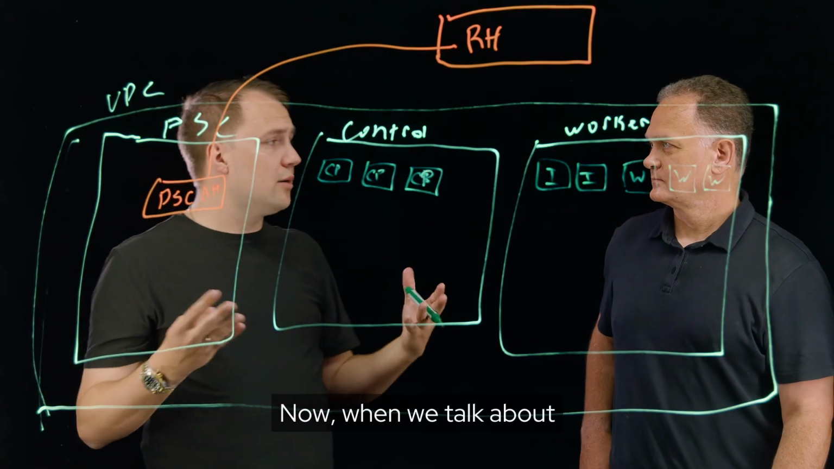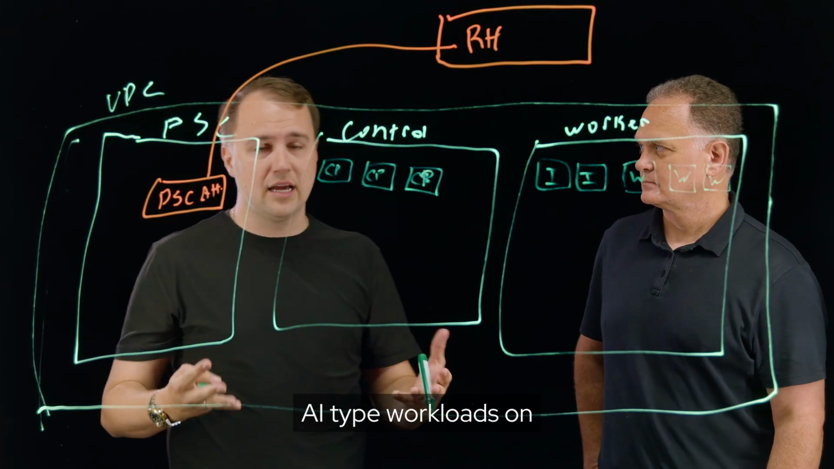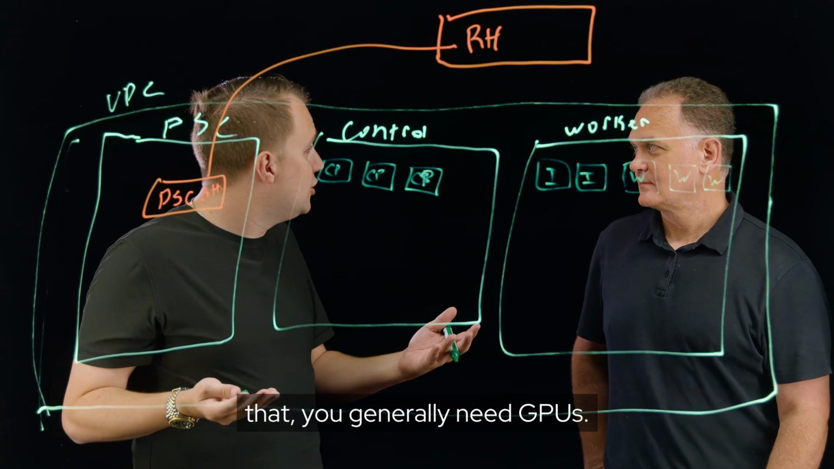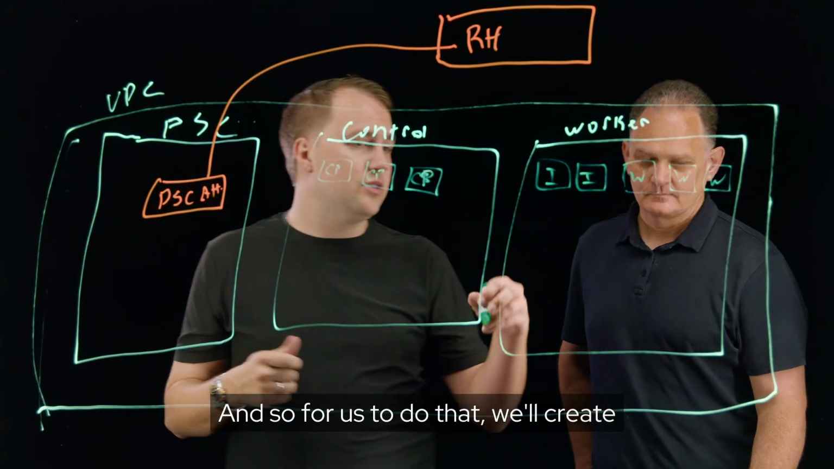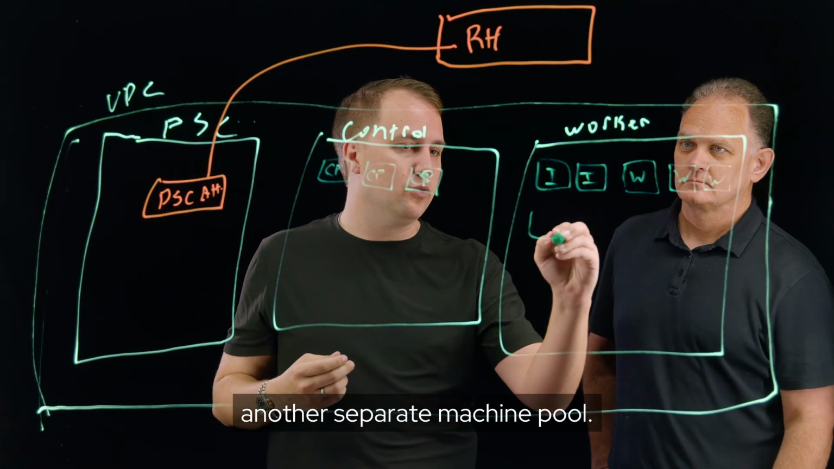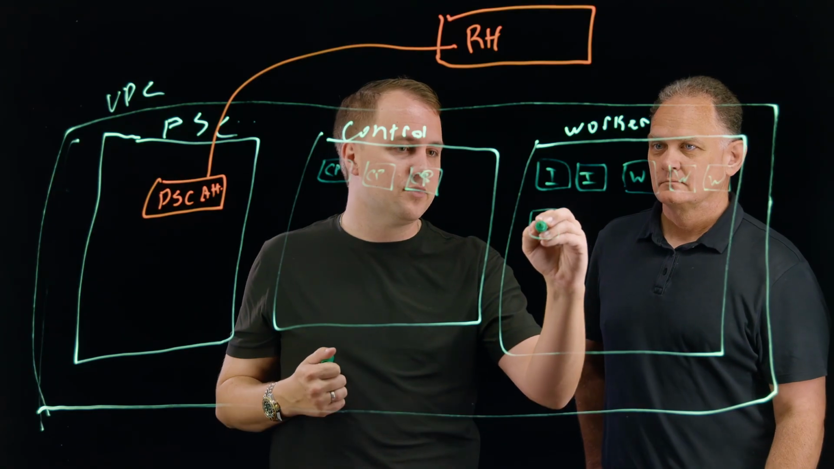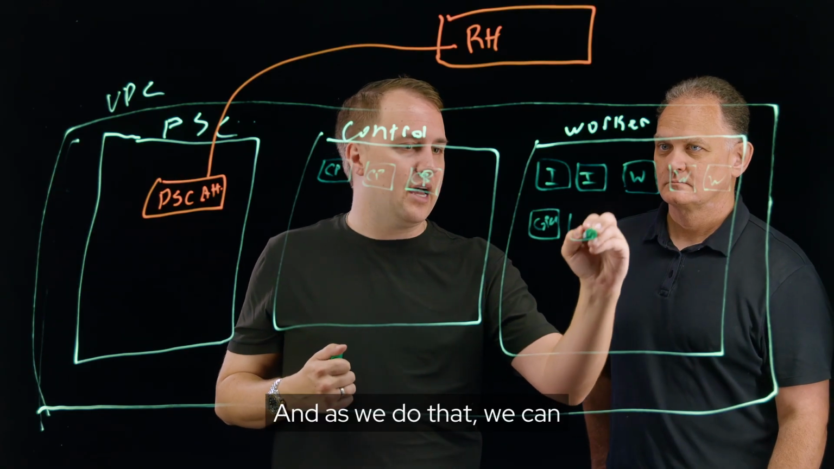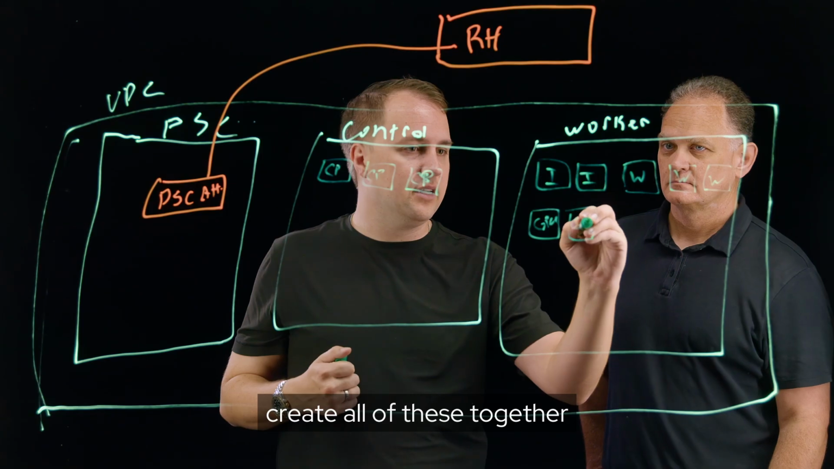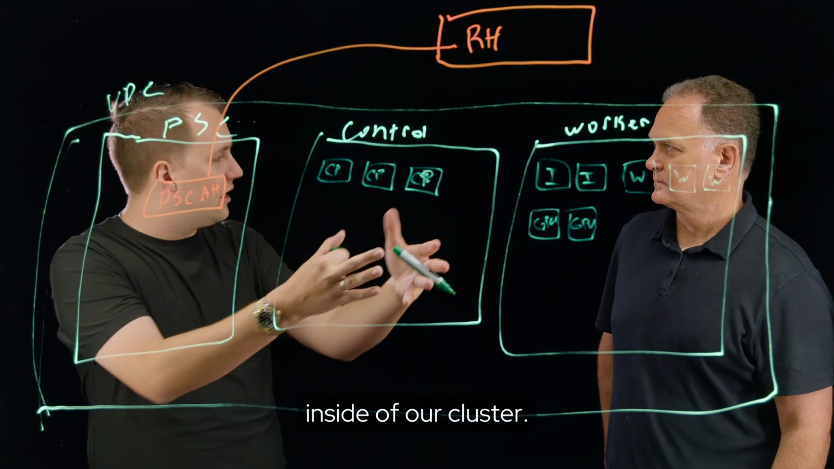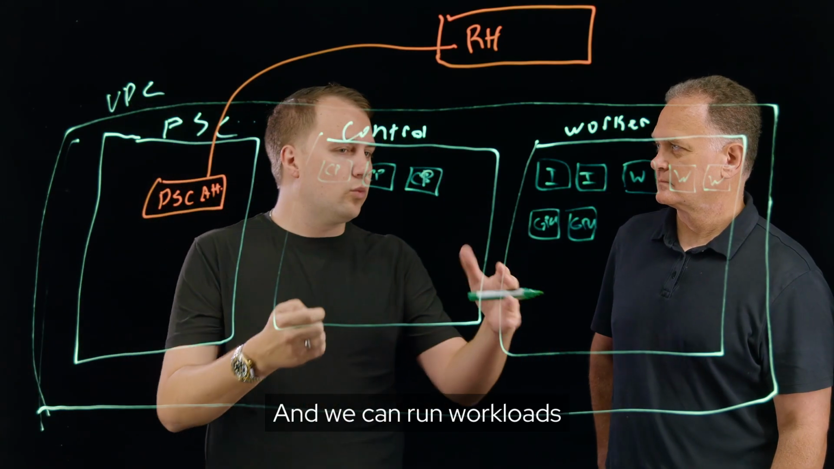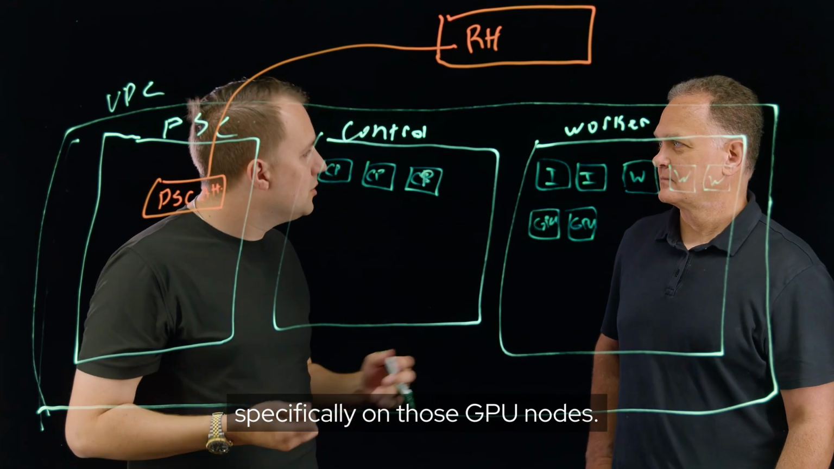Now, when we talk about how you actually deploy AI type workloads on that, you generally need GPUs. And so for us to do that, we'll create another separate machine pool. These will be GPU machine pools. And as we do that, we can create all of these together inside of our cluster, and we can run workloads specifically on those GPU nodes.